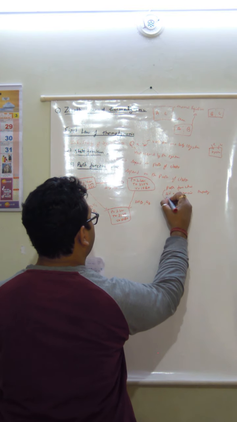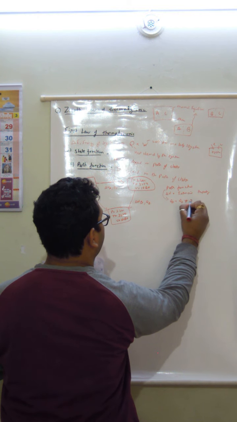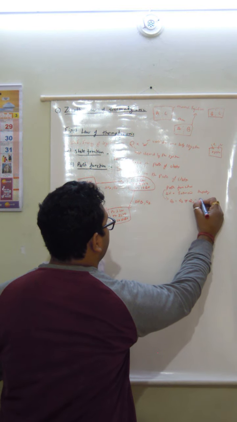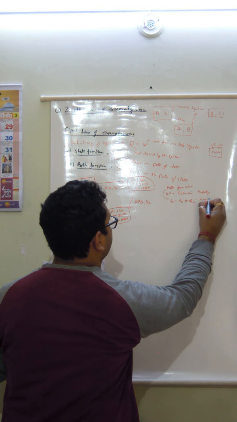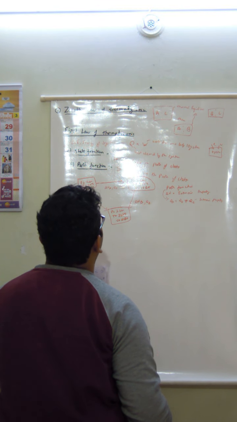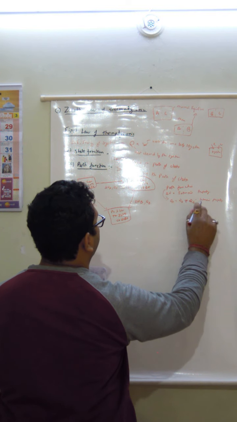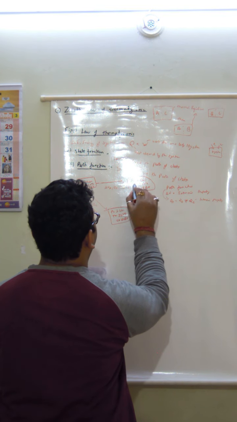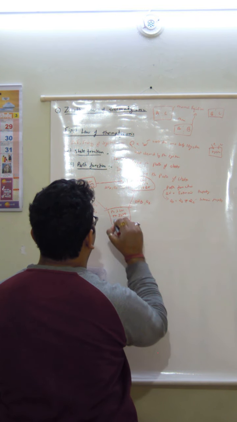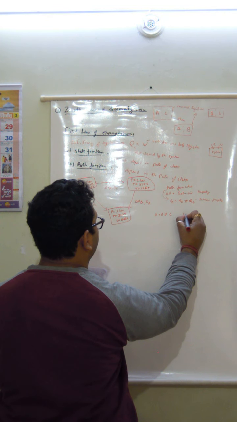In a path function, QA plus QB is not equal to QC. A path function depends on the path of the state. If you go that way, it is not equal to that way. A plus B is not equal to C in a path function.